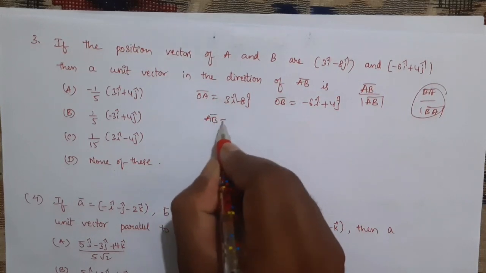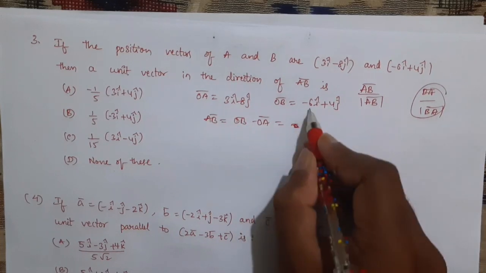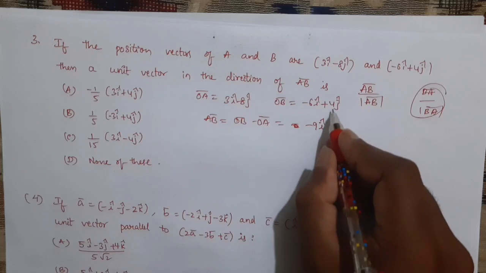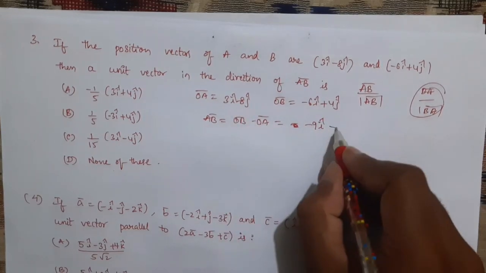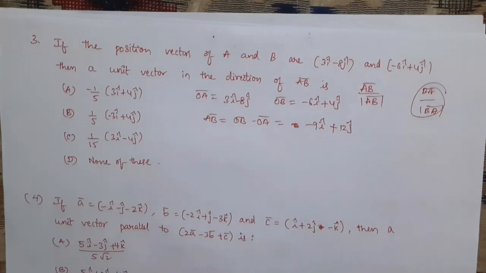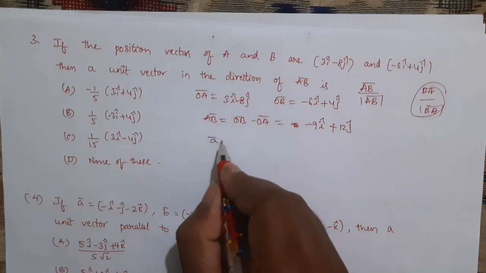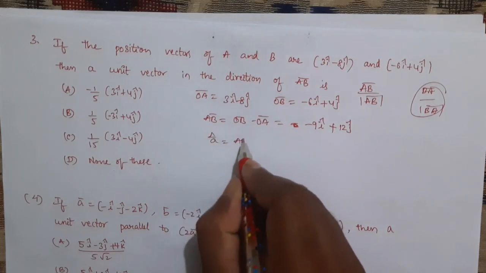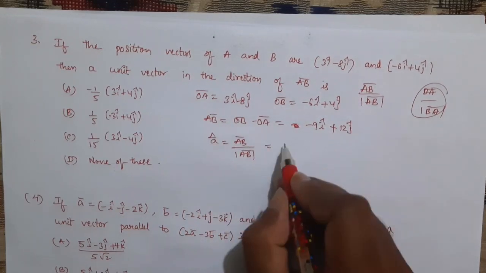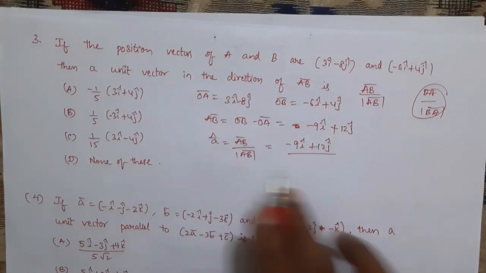In order to find AB bar, we need to find OB bar minus OA bar, which is equal to minus 6 minus 3 is minus 9 i cap, and again 4 minus of minus, which is plus 12 j cap. This is what AB bar. Now we need to find the unit vector, which we will consider as, for example, small a cap is equal to AB bar by modulus of AB bar. So which is equal to minus 9 i cap plus 12 j cap divided by modulus of AB bar.